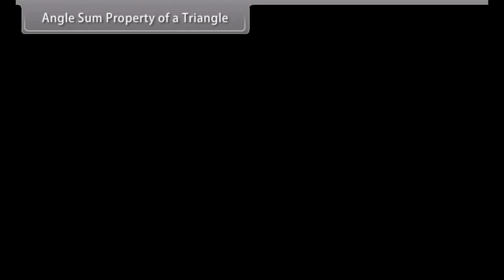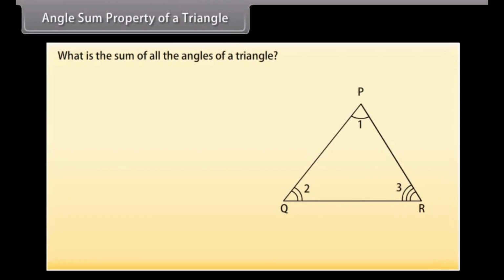Angle sum property of a triangle. Can you tell what is the sum of all the angles of a triangle? Yes, you are right. The sum of all the angles of a triangle is 180 degrees. Let us prove this statement using the axioms and theorems related to parallel lines. The property is, the sum of the angles of a triangle is 180 degrees.